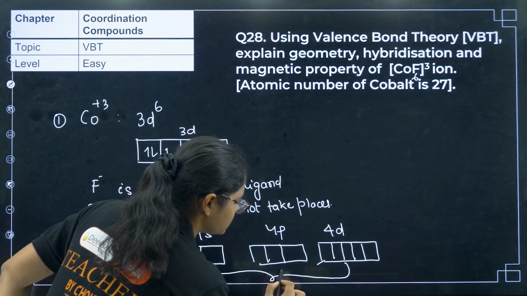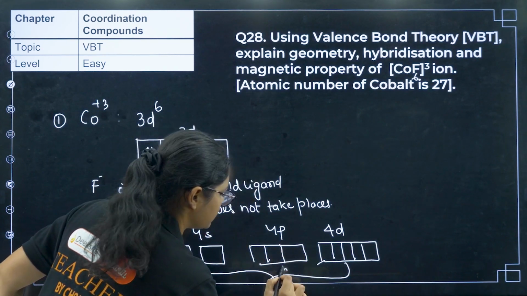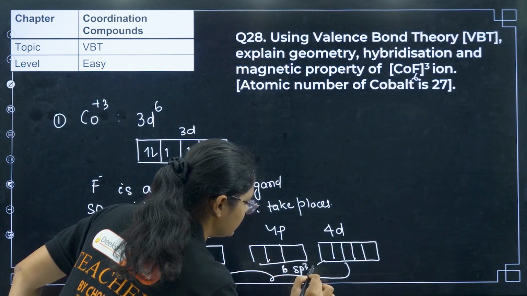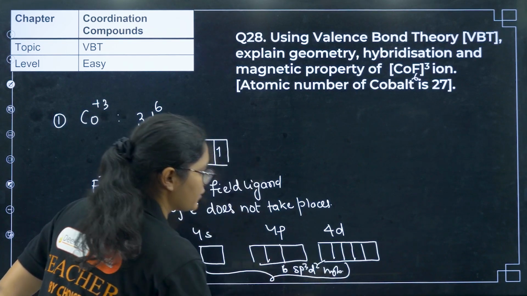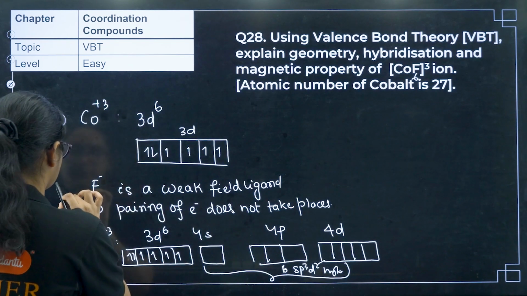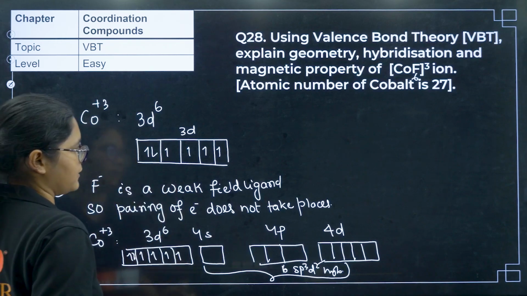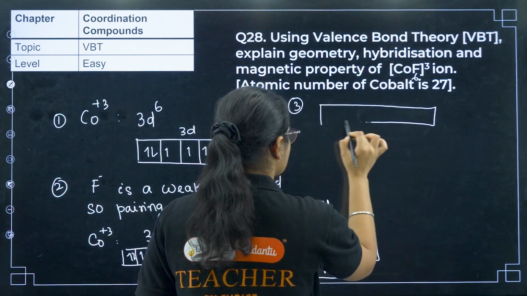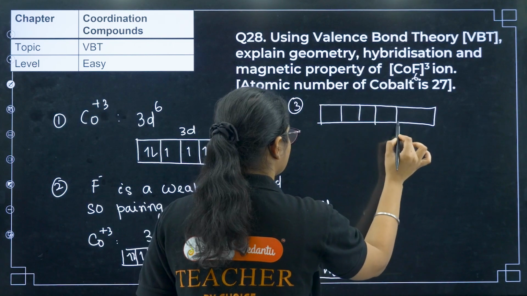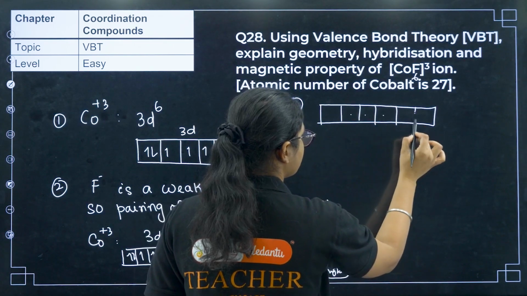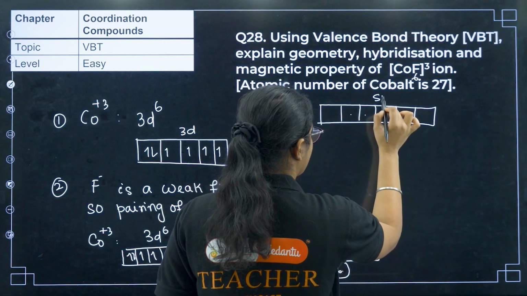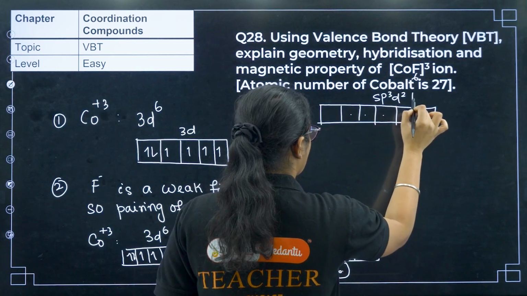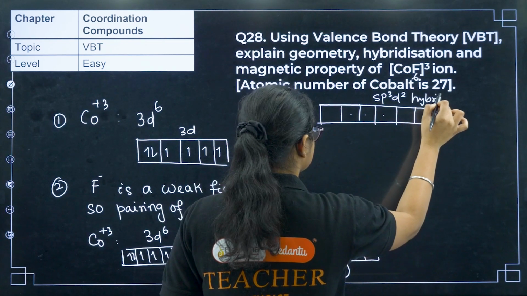Okay, so you can show here sp. What is this hybridization now? sp3d2 hybridization. Okay, so this is your second part. This much you have to write in the second point. Third thing, what you have to write? You have to draw 1, 2, 3, 4, 5 and 6. You can write down here sp3d2 hybrid orbitals.